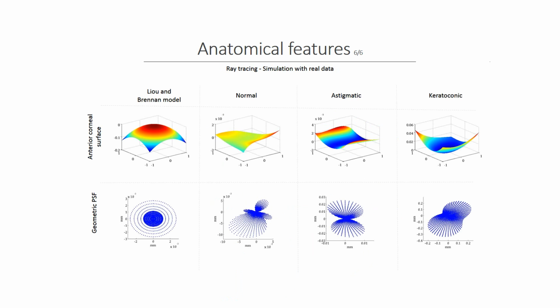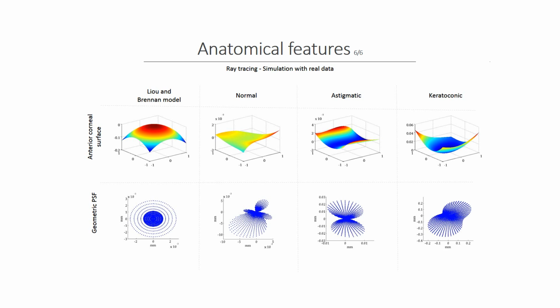The Liu and Brennan eye model has been adapted and used for evaluating the method. Further, real measurements of the anterior corneal surface of a normal, an astigmatic, and a keratoconic eye were substituted for the first surface in the model.